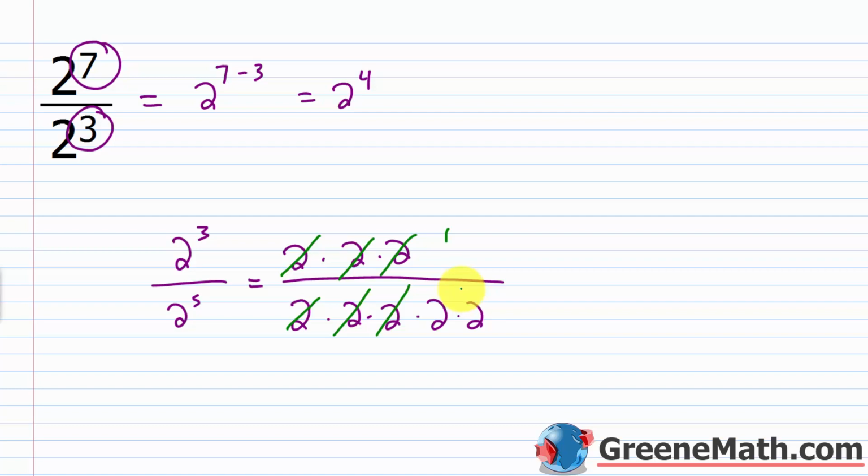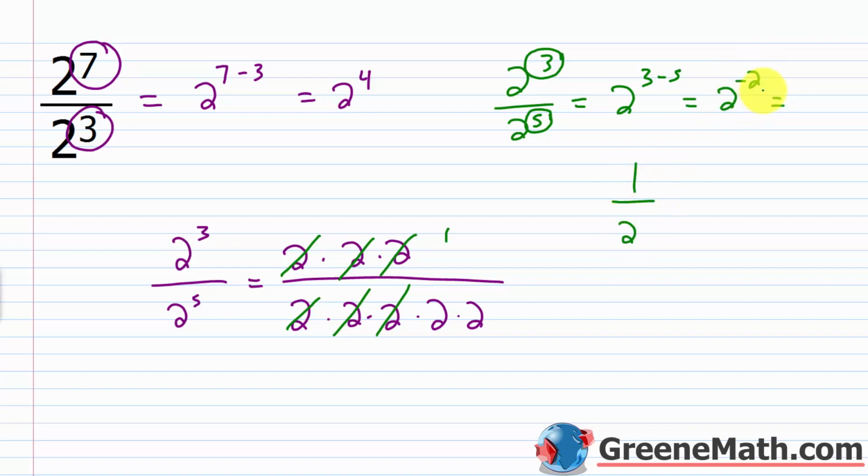If I follow my formula, what do I have? Base stays the same. Subtract the exponent in the denominator, which is 5, away from the exponent in the numerator, which is 3. So 3 minus 5 is negative 2. So this equals 2 to the power of negative 2. We all know at this point that this is what? Reciprocal of the base, which is 1 over 2. Make the exponent positive, so it's 1 over 2 squared. It's exactly what we have here, okay?